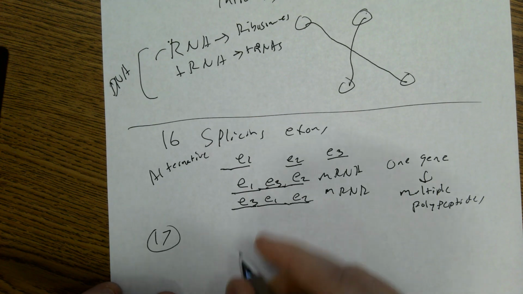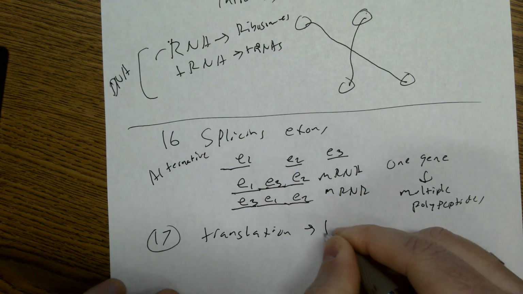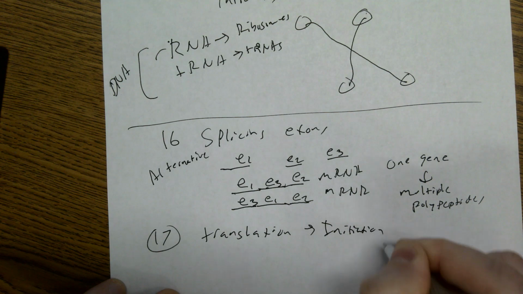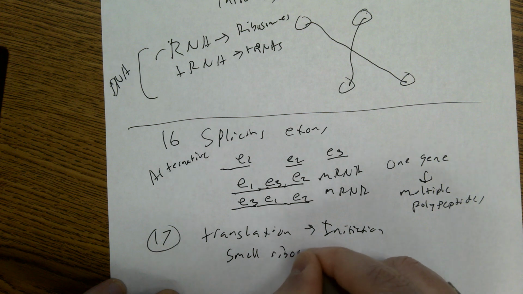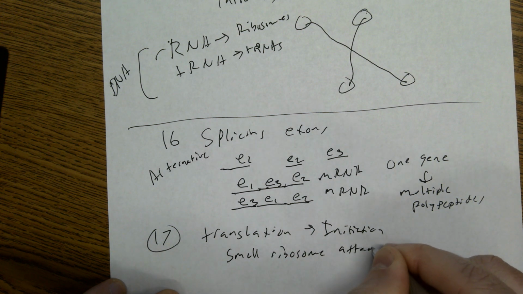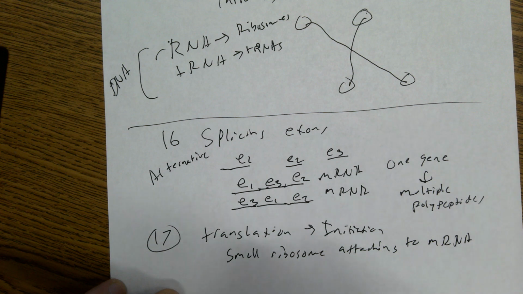17. Translation. How do we actually start it? Initiation. So it all starts with the small ribosome attaching to mRNA. That starts it. That's the very first part. From there, it will move and find the start codon. It finds the start codon, which is AUG, and then tRNA attaches.